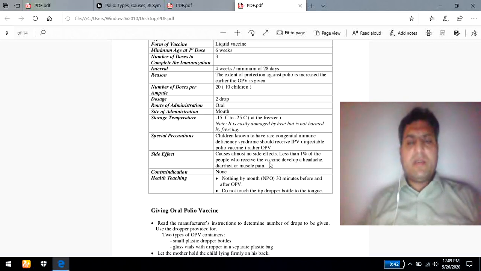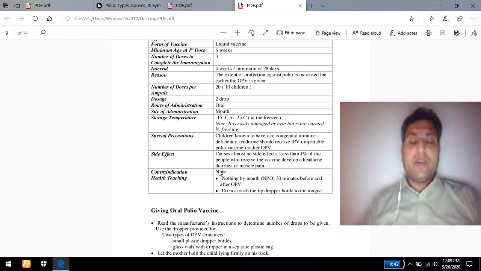Side effect: this vaccine is very safe and has almost no side effects. Anyhow, sometimes a mild headache, diarrhea and muscular pain may be observed, so you don't need to worry about this. Contraindication: OPV is not contraindicated, and we should take the support of this vaccine in all conditions.